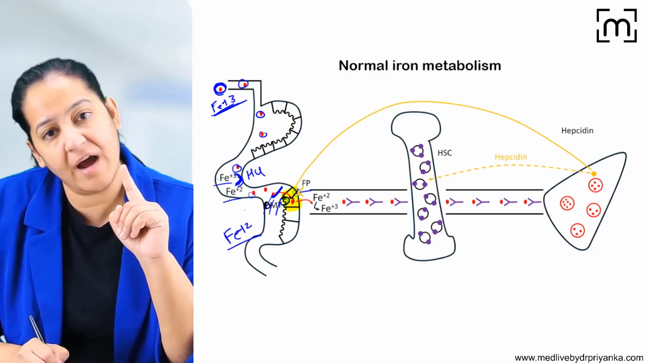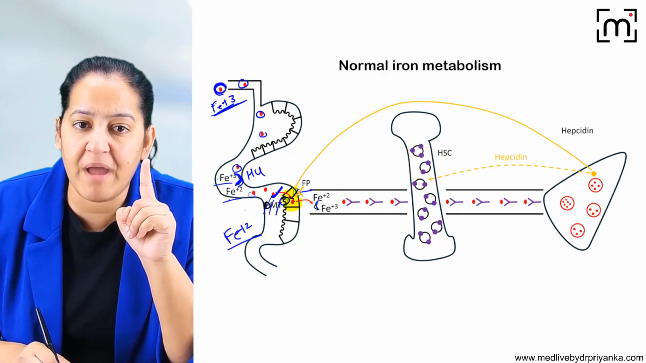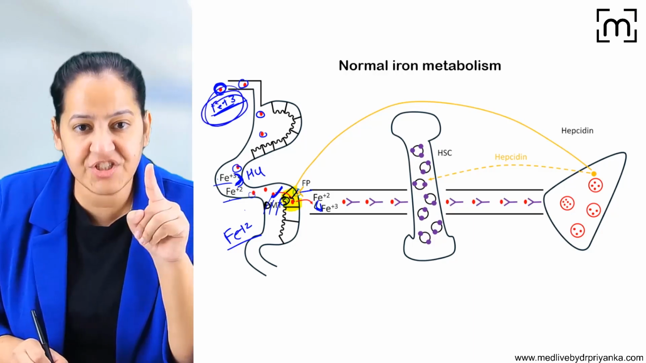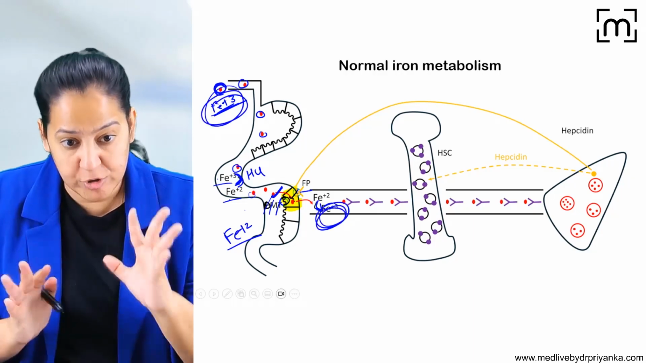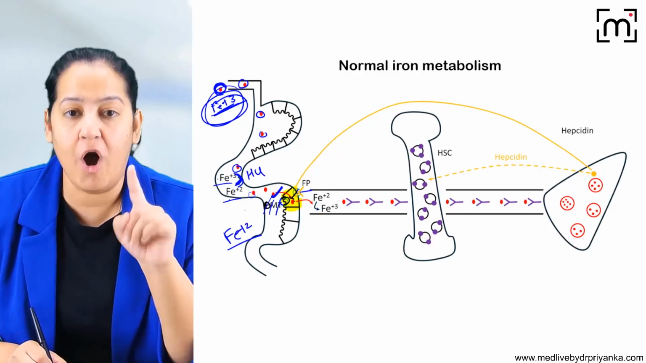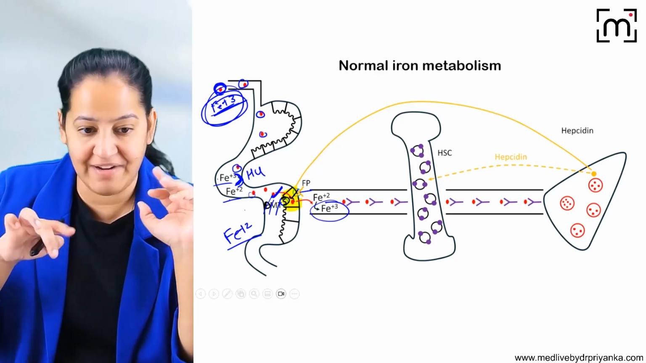But the ferroportin again will oxidize it. I mean, again the iron will convert from Fe2 positive to Fe3 positive. So whatever we eat is Fe3 positive. Whatever reaches the blood is Fe3 positive. Only for absorption purposes it converts into Fe2 positive. Okay, so these are the things you must remember. Now, here iron is Fe3 positive, ultimately. Now iron doesn't travel as it is in the blood.